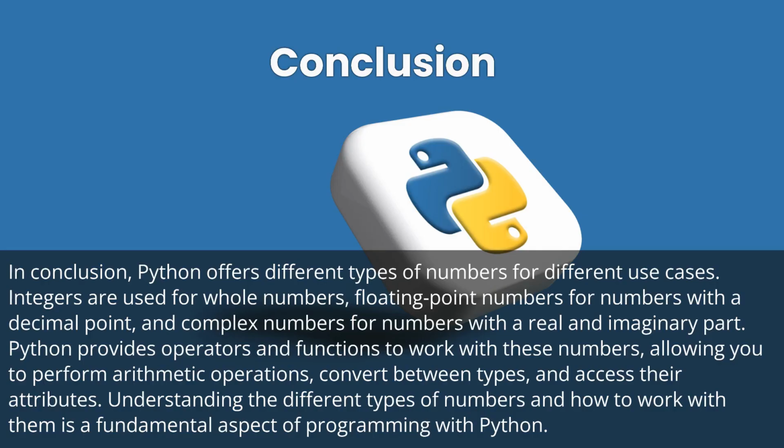In conclusion, Python offers different types of numbers for different use cases. Integers are used for whole numbers, floating point numbers for numbers with a decimal point, and complex numbers for numbers with a real and imaginary part. Python provides operators and functions to work with these numbers, allowing you to perform arithmetic operations, convert between types, and access their attributes. Understanding the different types of numbers and how to work with them is a fundamental aspect of programming with Python.